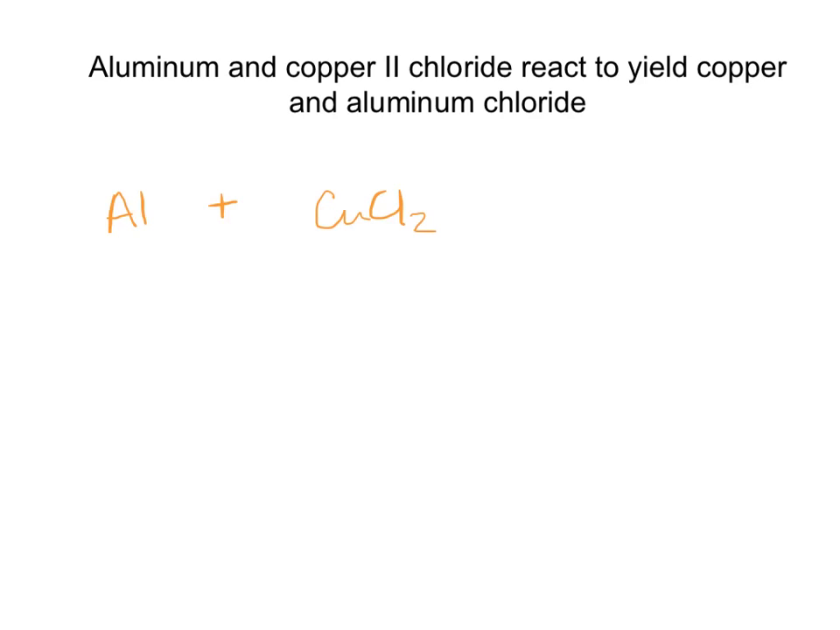CuCl2. In case you're wondering how I wrote this formula: copper has a 2+ charge, and we know chloride has a 1- charge. So we're going to need 2 of these, 2 times -1, to balance out the charge there.